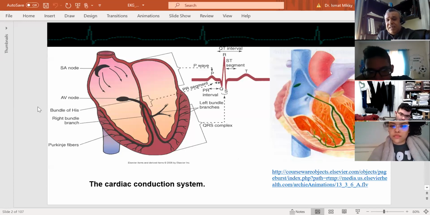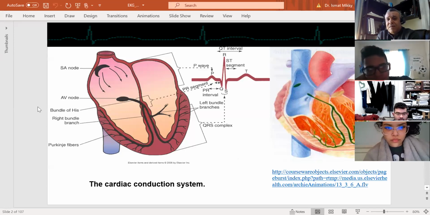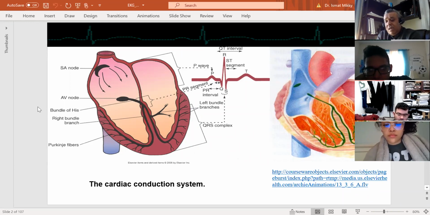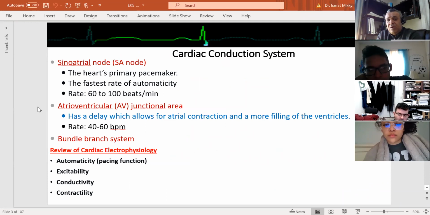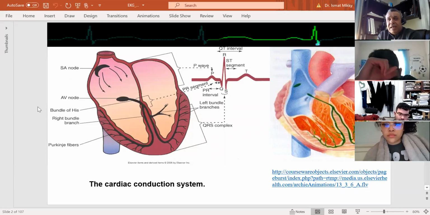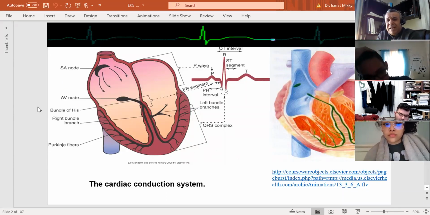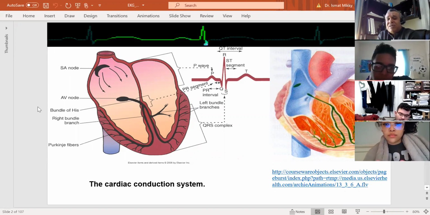So this is the sequence in terms of the pathway of the conduction system. It begins with the SA node, AV node, and then bundle of His, and then the right and left bundle branches, and then the Purkinje fibers. So the EKG, or the electrocardiogram, is different from the mechanical. So let's differentiate between two things: the conduction system and the mechanical force, or the mechanical outcome.